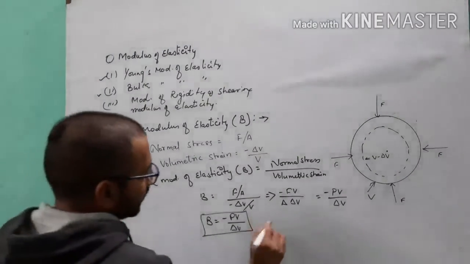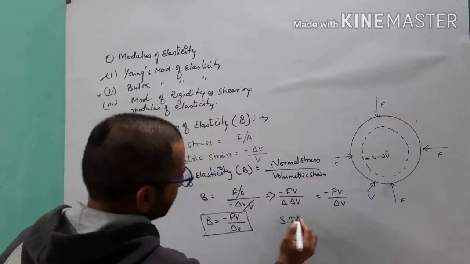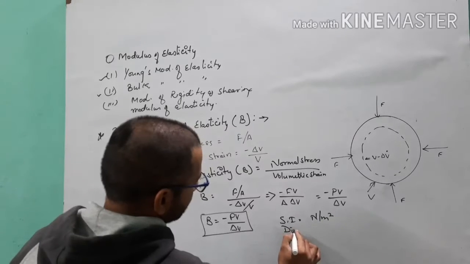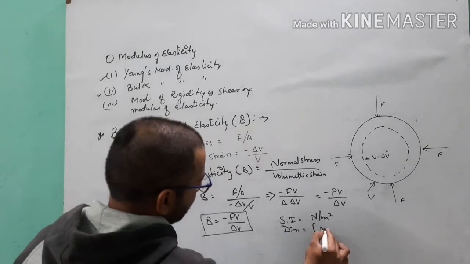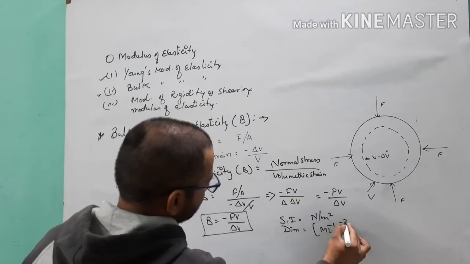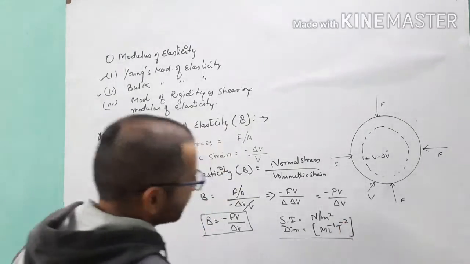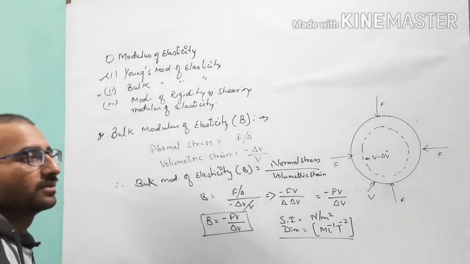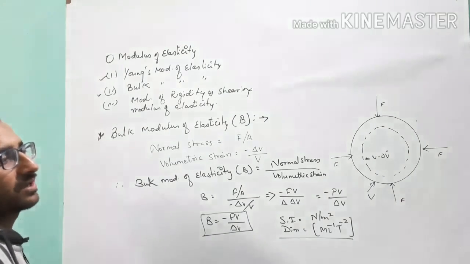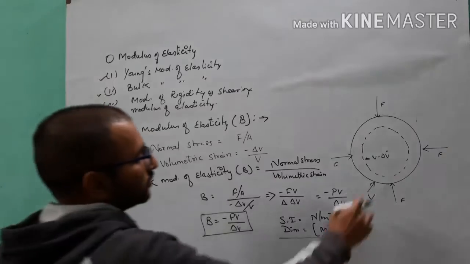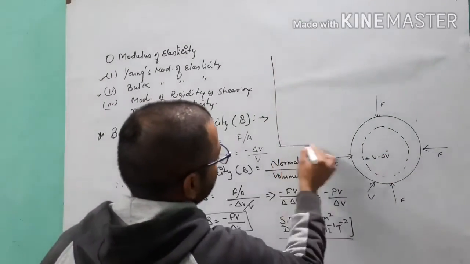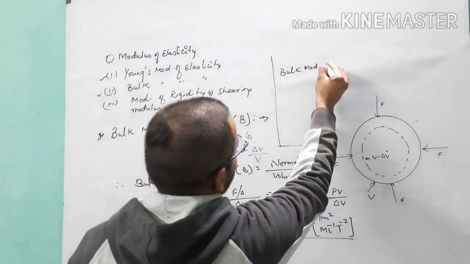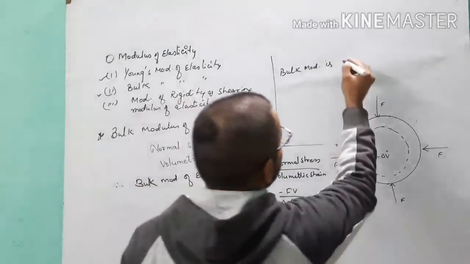Point clear? Now if you want to write the SI unit, it is the same as Newton per meter square, and the dimension formula is also the same, M L minus 1 T minus 2, as we have done in the earlier condition. Now if we talk about the next point, the bulk modulus is applicable for solids, liquids and gases. Remember this point.